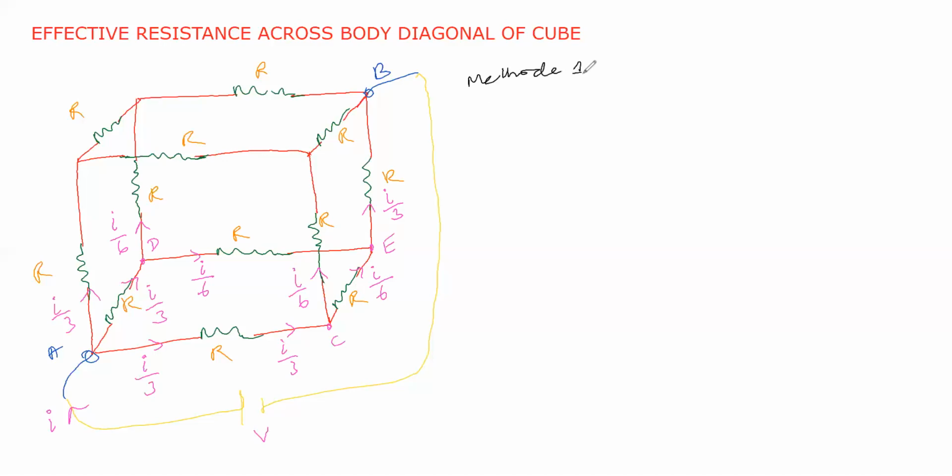Method 1. In this method, we are going to take this as a loop. By using Kirchhoff's second law, in a closed loop, the algebraic sum of potential differences is equal to the algebraic sum of EMF. EMF is the potential difference V. That is equal to, in this resistor the potential difference is I by 3 R, plus in this resistor I by 6 R, and in this resistor I by 3 R.